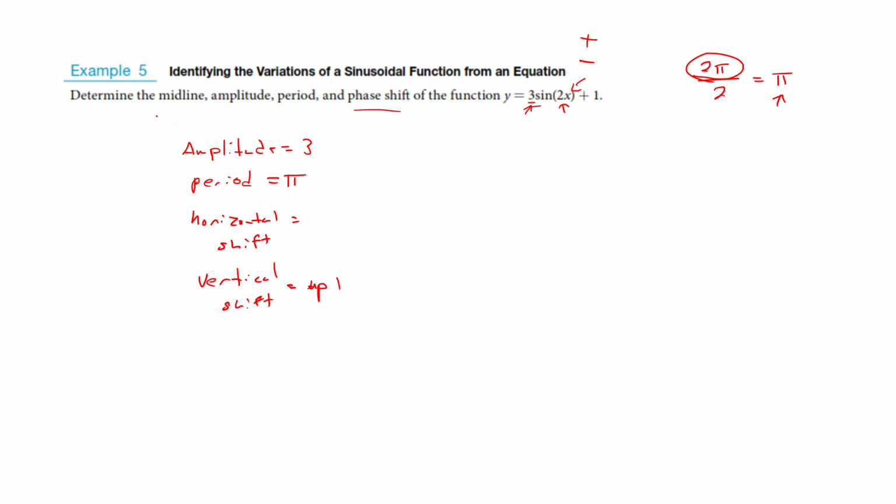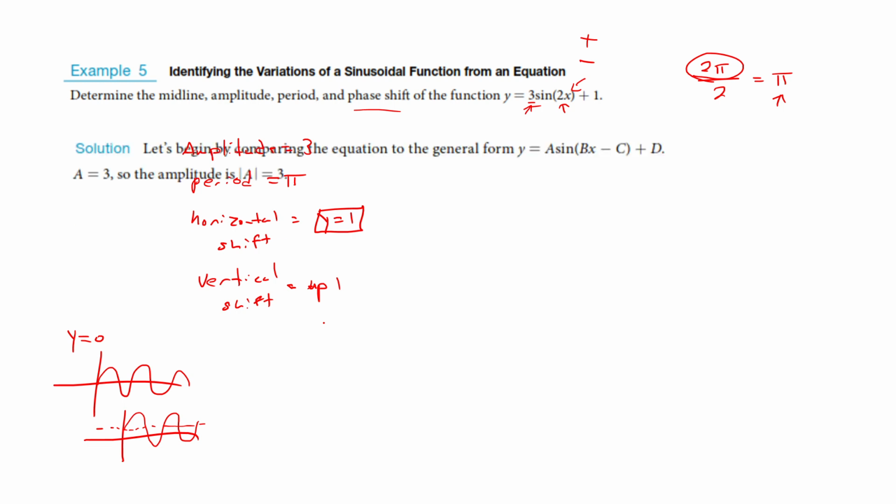Now the only thing I didn't cover is the midline, but the midline is tied to that vertical shift. The x-axis is what this graph is typically founded on. You could call the x-axis the line y equals 0. But we've now moved it up. We've taken that whole sine function and we've moved it up, so now it's centered around 1. And so the midline is that line running right through the middle, y equals 1.